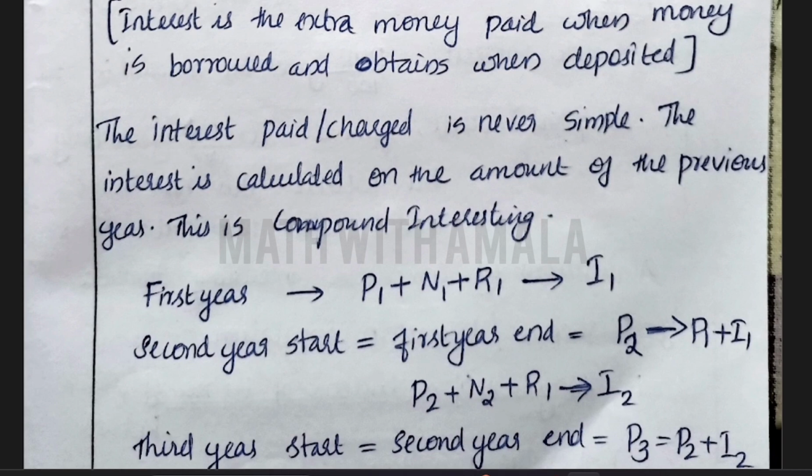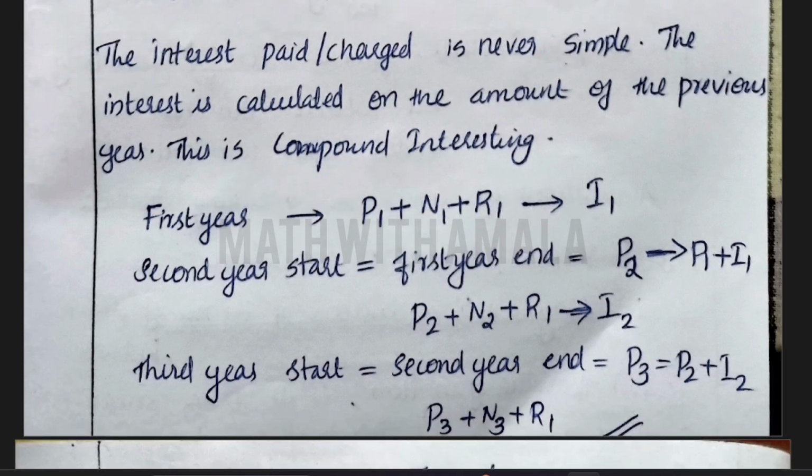This is compound interest. When the interest is not in the simple case, that means it is added on the amount of the previous year, then it is compound interest. For example, let P1, N1, R1 be the principal amount, number of years and rate of interest for the first year respectively. Then I1 is the simple interest for the first year.